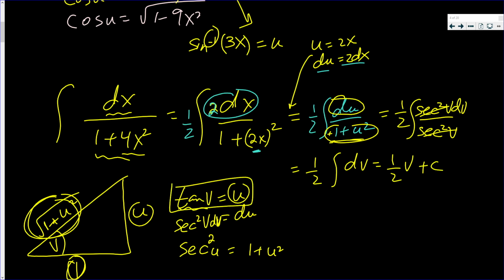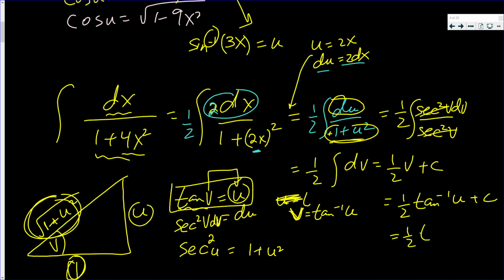Well, what's v? You could interchange those. v is the arctan of u. So we have 1/2 the arctan of u plus c, and then one more substitution change. I gave you a problem involving x's. Don't give me back a problem involving u's. And we said u is 2x. So there's your answer.